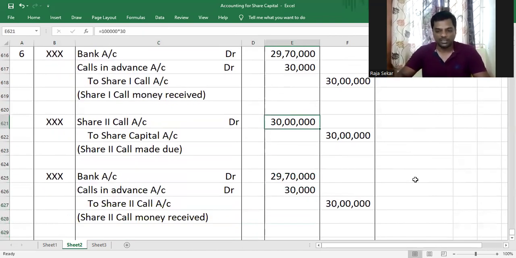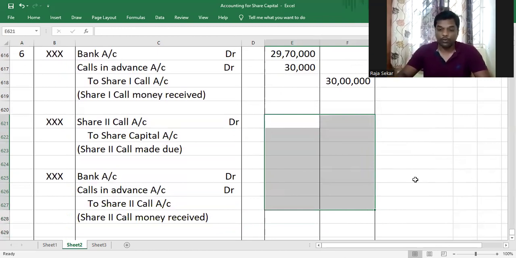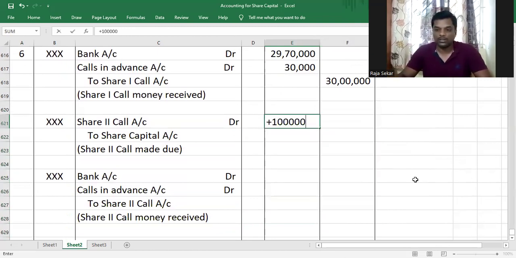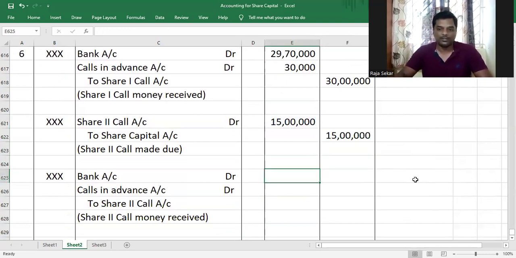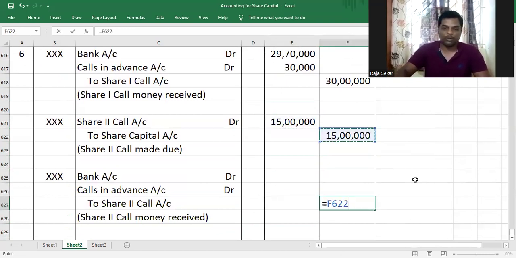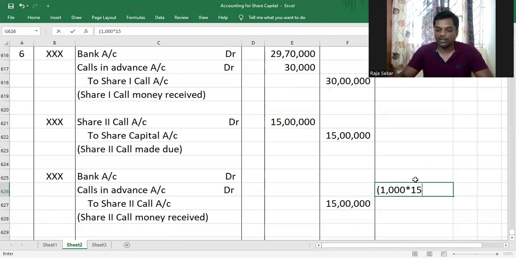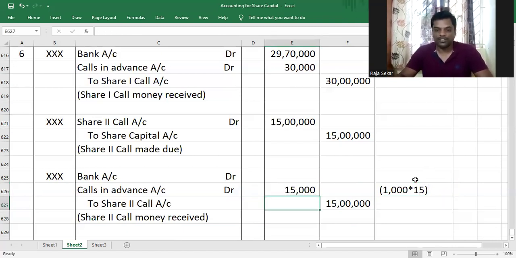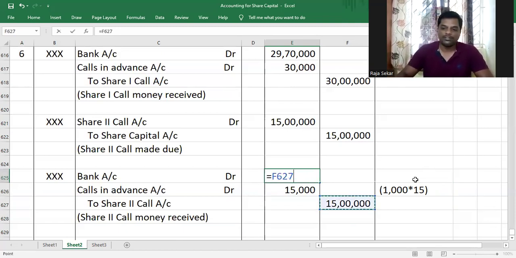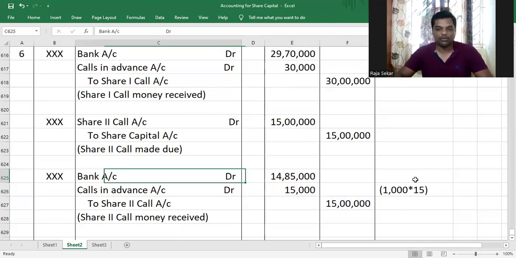The amount, my dear children, is we'll make second call due on all the shares, so it will be 1 lakh into 15, which will be 15 lakh, and share second call will be credited with the entire amount due. Calls in advance will be what? 1,000 shares held by Diksha multiplied by the amount receivable on second call, which is 15, and therefore this will be 15,000. And bank will be 15 lakh minus 15,000.